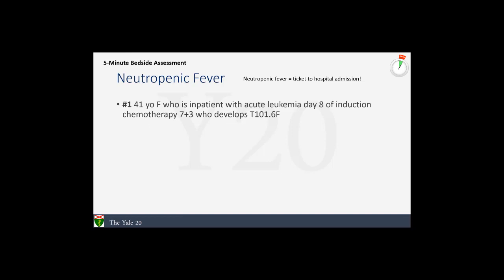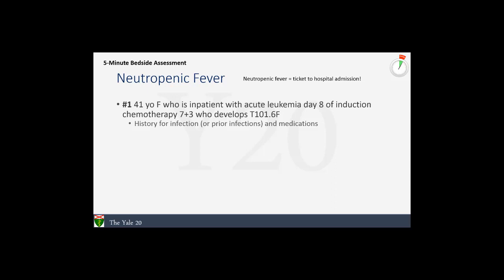For case 1, we have a 41-year-old lady. She has acute leukemia. She is inpatient, and today is day 8 of induction chemotherapy, 7+3. She develops a fever to 101.6 degrees Fahrenheit.